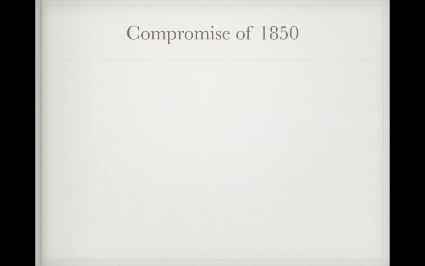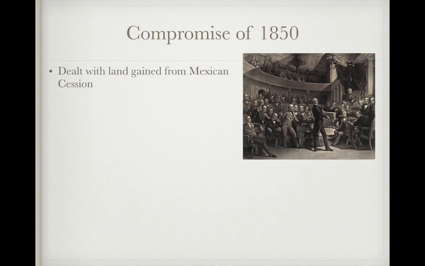So the Compromise of 1850 is what's going to attempt to settle the dispute over the territory of the Mexican cession. And this dealt with land gained from the Mexican cession. You see Henry Clay pictured right here. He was one of the key leading figures of the Compromise of 1850. There are 5 parts you should be familiar with. The first part is popular sovereignty in the Mexican cession. So the people living in that territory would get to vote whether this land would be free or slave.